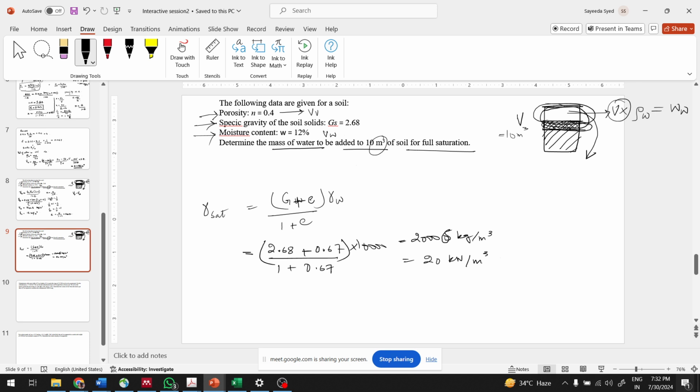so we know that gamma bulk is equivalent to total weight over total volume. One second. Screen is glitching a little.